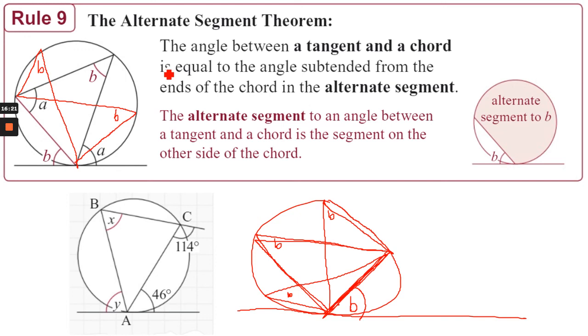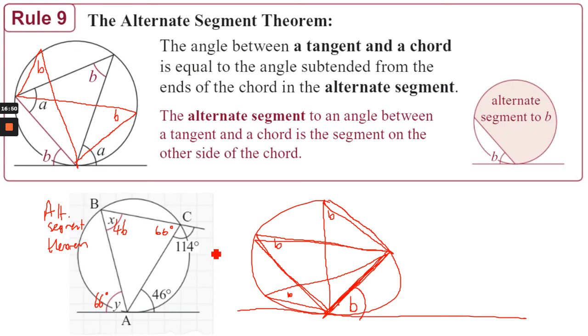So that's all you need to write. If you've ever got one of these questions, that's 46, so that one must be 46. Why? Alternate segment theorem. That's 114, and angles on a straight line tell you that one is 66, so this angle here must be 66. 180 subtract 114 is 66. So we've got the alternate segment theorem in both examples.